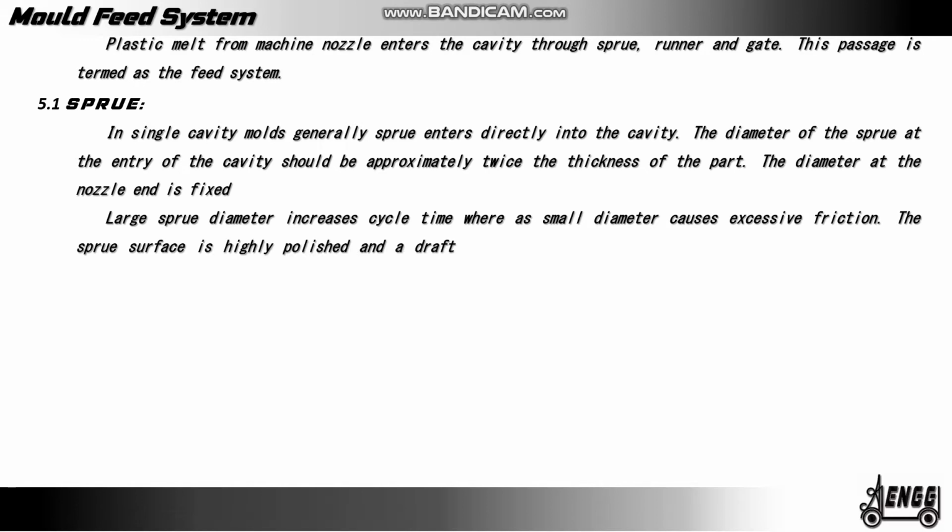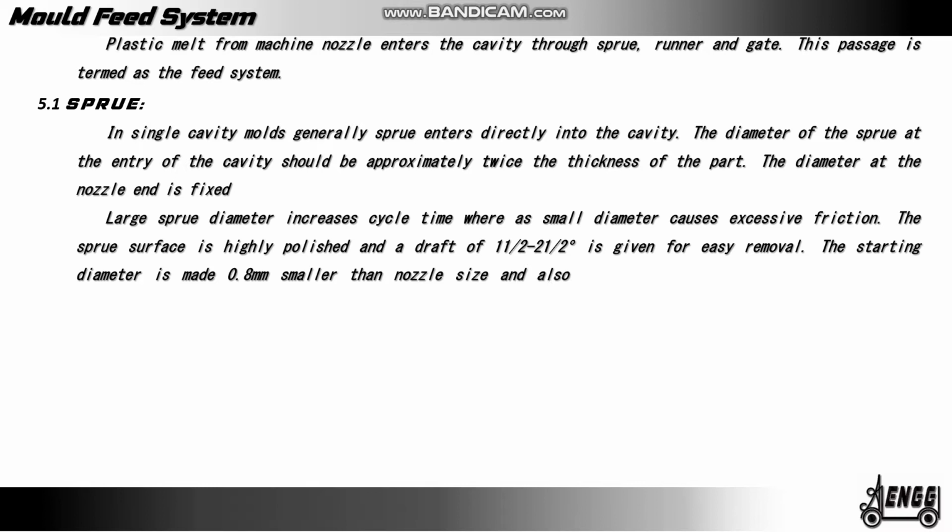The sprue surface is highly polished, and a draft of 1½ to 2 degrees is given for easy removal. The starting diameter is made 0.8 mm smaller than the nozzle size, and also a radius seating is given to avoid any misalignment.